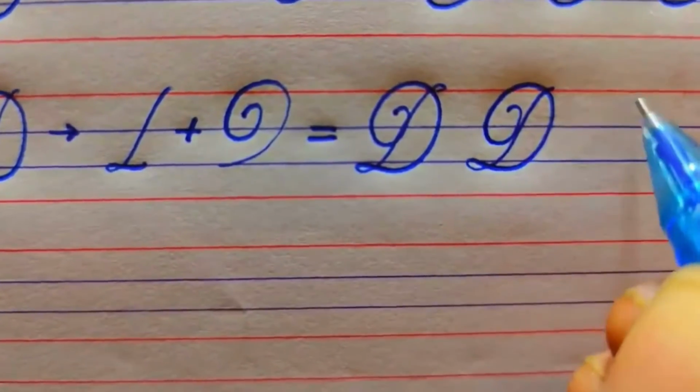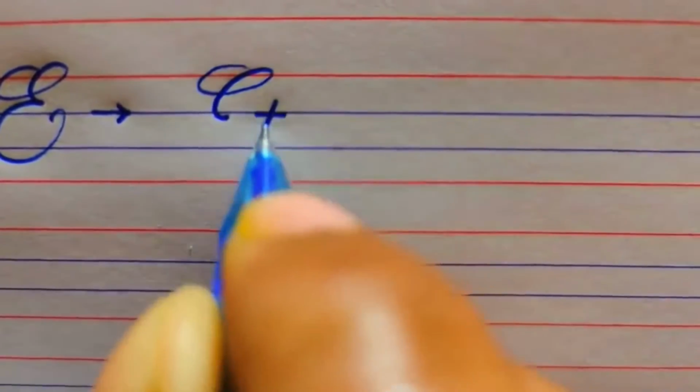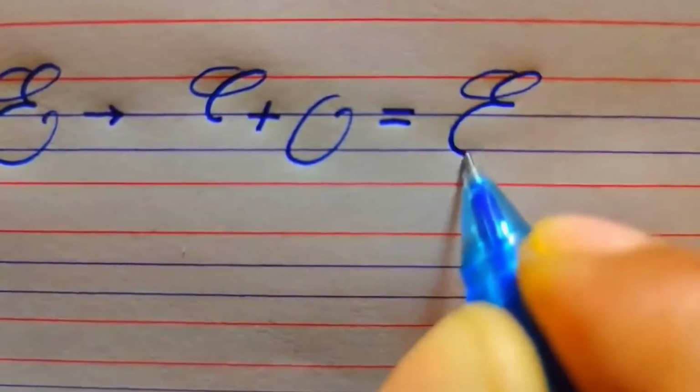D. Now we move towards E. It's the first word of E plus the second word of E is equal to E.